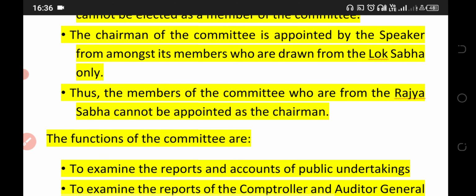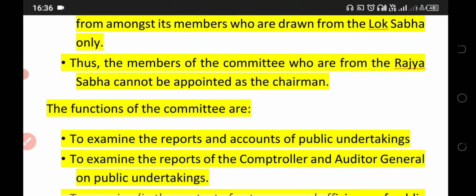The chairman of the committee is appointed by the Speaker from among its members who are drawn from the Lok Sabha only. Thus, the members of the committee who are from Rajya Sabha cannot be appointed as chairman.